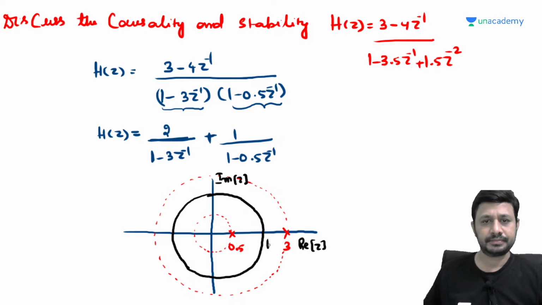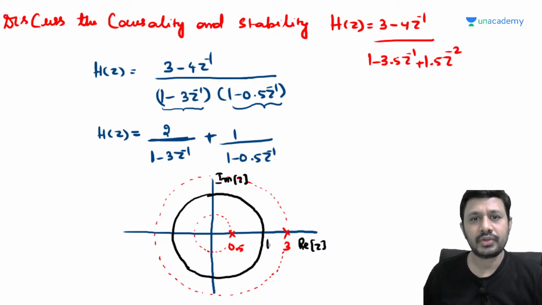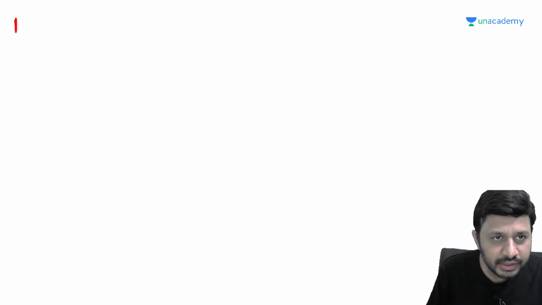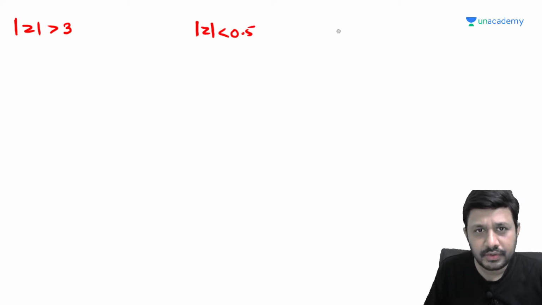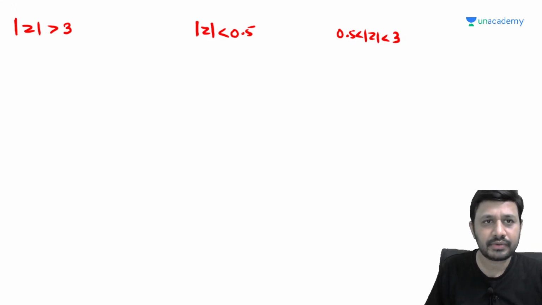Now you tell me, from this pole zero plot, how many ROCs we can have? Type your answers. Suppose I have a situation like this, how many ROCs can I expect? 3 ROCs, exactly. What are those? Outside of the outermost pole, mod Z greater than 3. Inside of the innermost pole, mod Z less than 0.5. And between two poles, 0.5 less than mod Z less than 3. 3 ROCs.